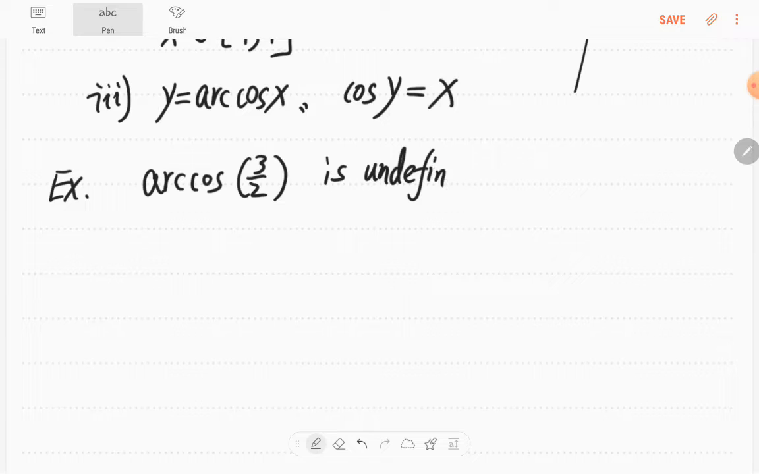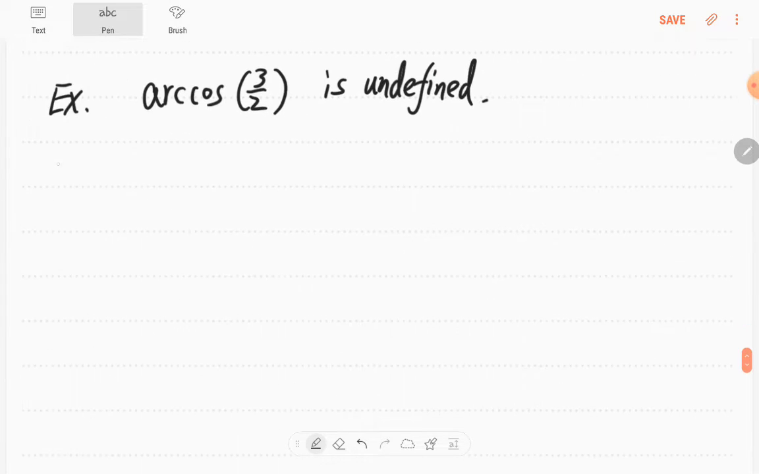In other words, does not exist. Let's look at this example, arc cosine √2/2. So that means if this represents an angle, if you take the cosine value of this angle, it should be √2/2. So obviously it should be equal. If you are familiar with that, you can get your answer directly. It's equal to pi/4.